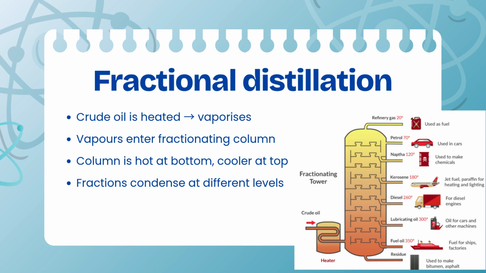Crude oil is heated so that it vaporizes. The vapor then enters the fractionating column, which is hot at the bottom and cooler at the top. Each fraction condenses at a different temperature, so they separate at different levels.